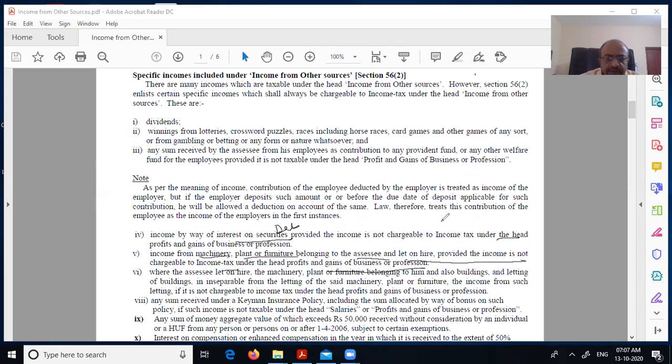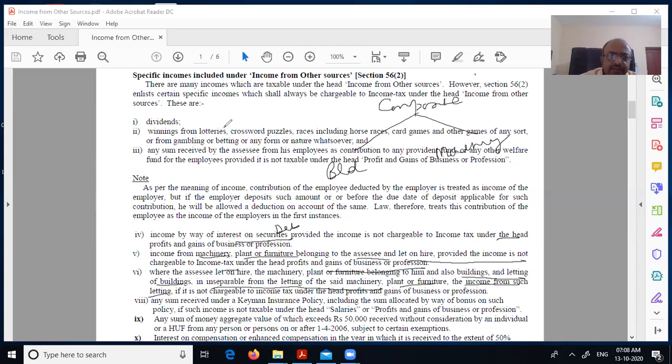This also we discussed when we did composite rent, which is also going to come now, where the assessee lets on hire the machinery, plant or furniture belonging to him and also buildings, and the letting out of the building is inseparable from the letting out of the said machinery, plant or furniture. The income from such letting of the building will also come here. If you remember, we did composite rent under house property. What it means? He is letting out building and machinery.